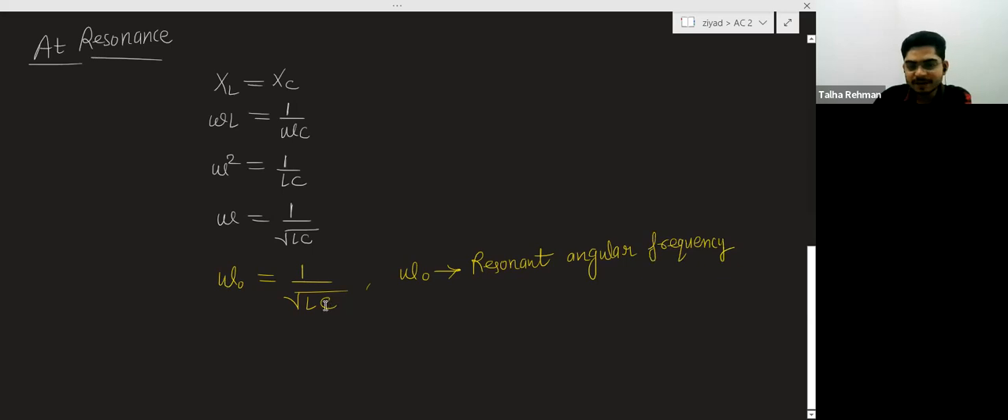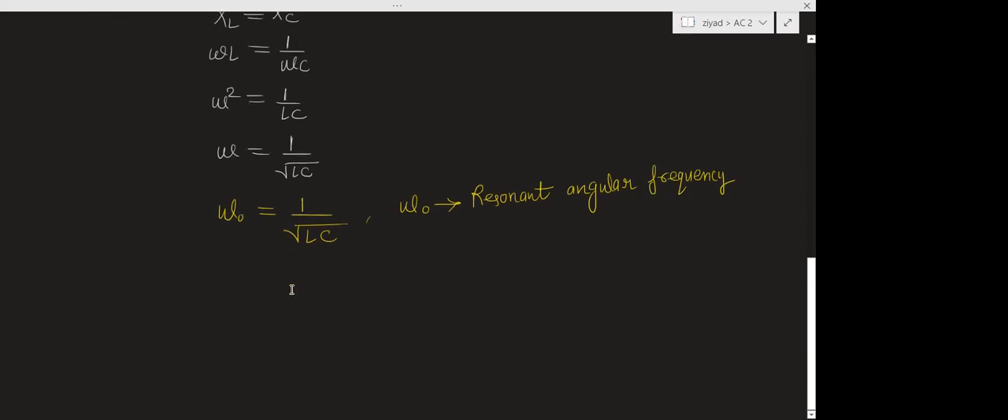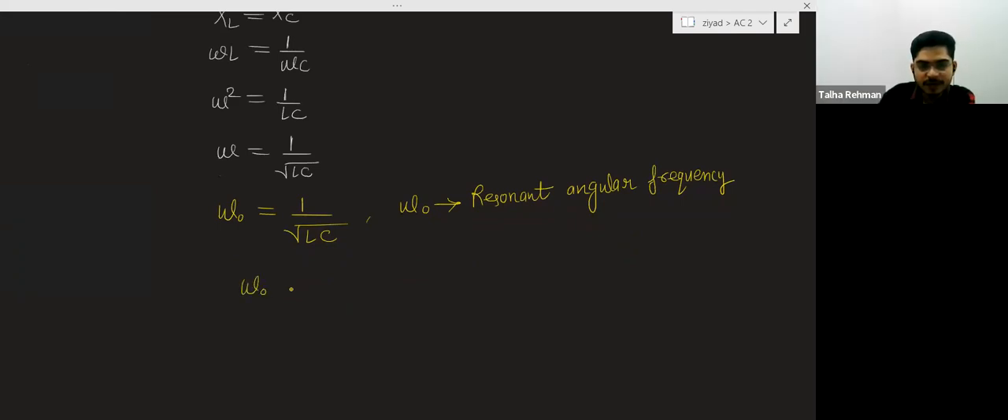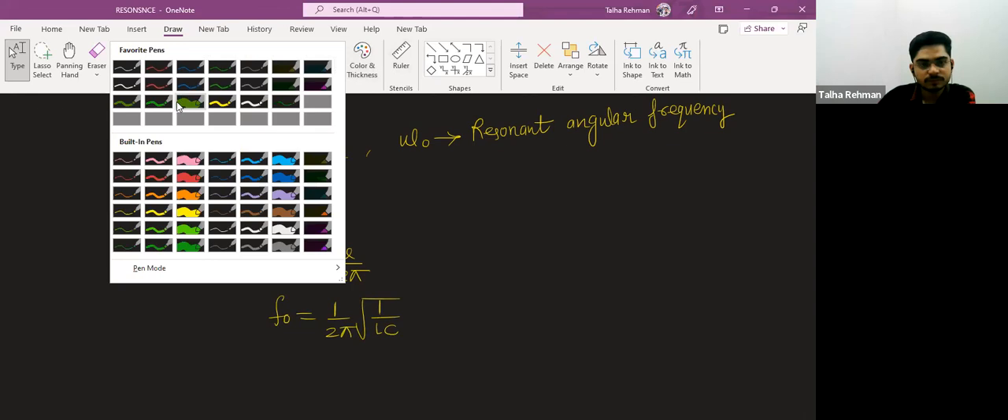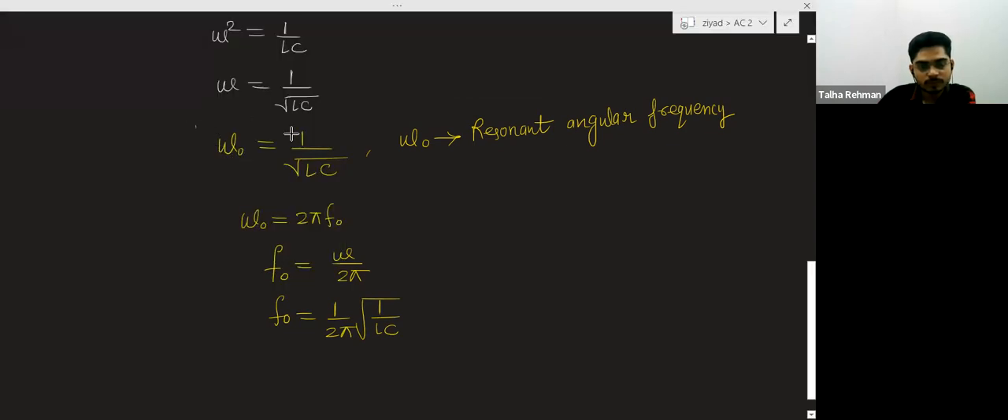One more thing I have told you. What is L? L is the inductance. What is C? C is the capacitance. There is a relation between omega and the frequency: omega is 2 pi f. So here we have resonant angular frequency, and if you want to find the resonant frequency f naught, you write omega by 2 pi. So f naught is 1 upon 2 pi times under root 1 upon LC. This is the resonant frequency.